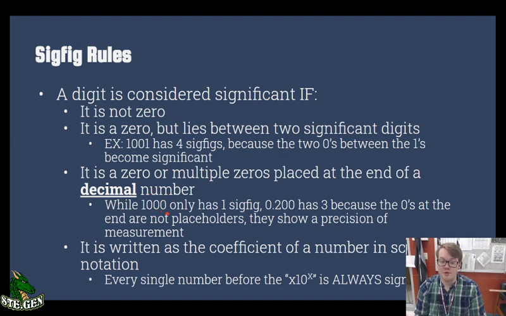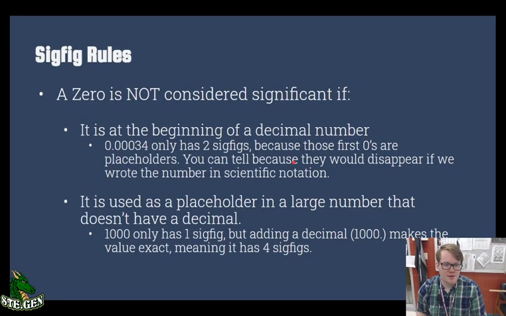But if you didn't put them, if you just did 1 times 10 to the 3rd, that would only be 1 sig fig. Anything you write at the beginning of a scientific notation number is always significant, and that's what you use anytime you have a number with a whole lot of zeros, but not all of them are significant. It allows you to pick and choose which zeros are significant. Now, I don't know if it's on the next slide. Okay, it is. A 0 is not considered significant if it is at the beginning of a decimal number.